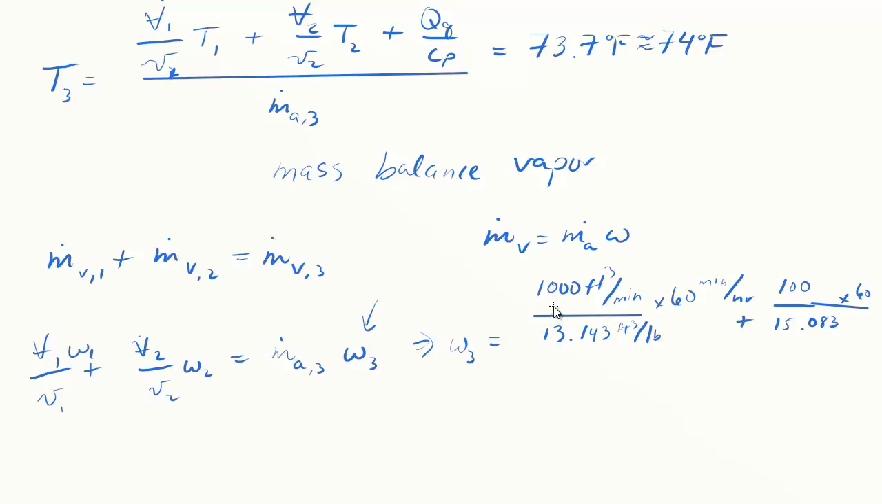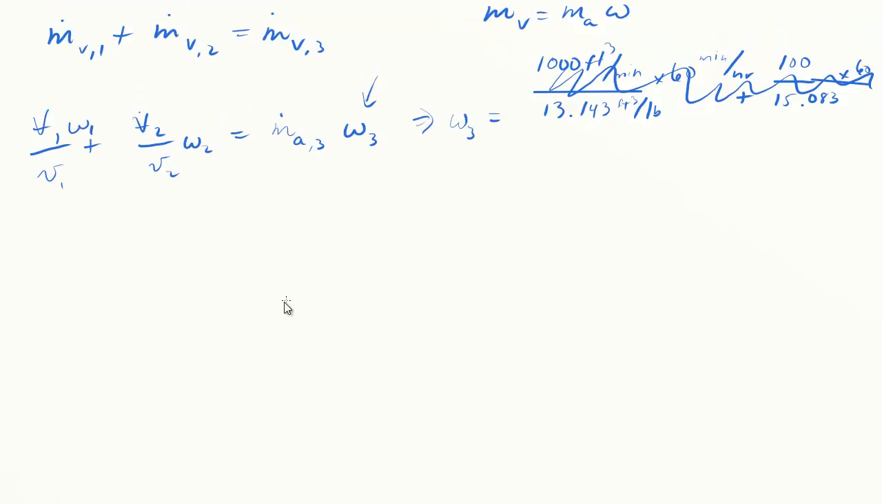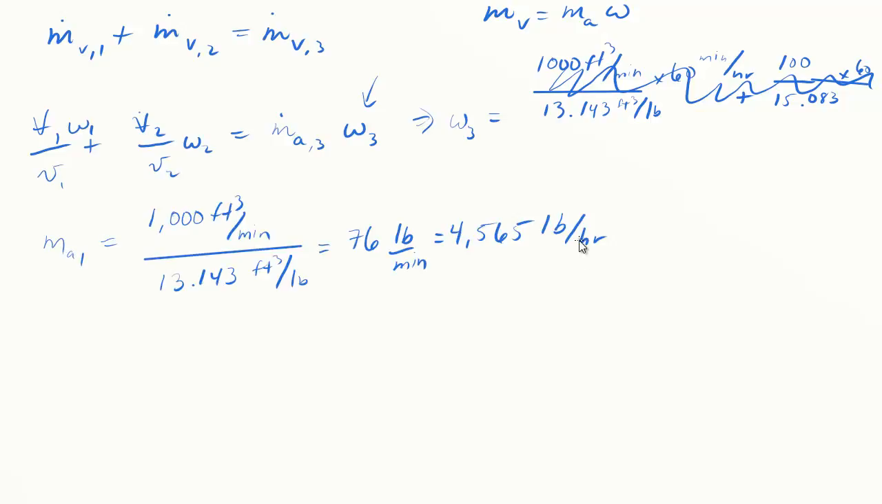This is getting a little messy, so let me clean this up. So I'm just going to erase this. Let's get these mass flow rates of air here. Let's do that first. So mass flow rate of air at state one is just equal to this here, 4,565 pounds per hour, and just try and speed up some of these calculations for you. This is just algebra at this point. We know all of these terms except for omega 3, so we just have to solve for that. But I want to show a couple of the things you would need.